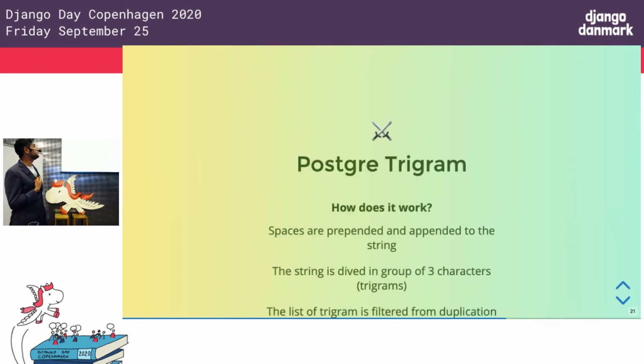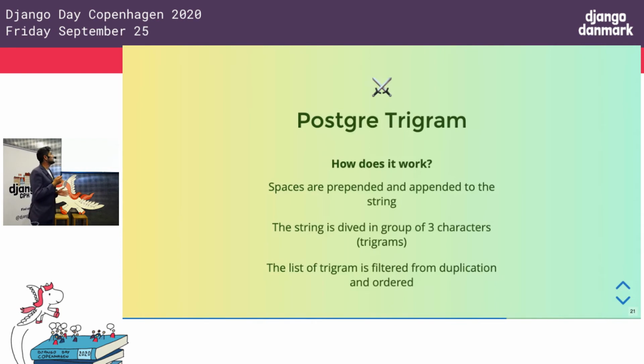How does this work? It's very mechanical. Trigram stands for trigram. We'll explain what that means in a second. So first, Postgres is going to prepend and append space to each string that you want to use in the search index. Then it's going to divide the string in groups of 3 characters. These are the trigrams. Then the list of trigrams is going to be filtered for duplication and ordered. And only at this point it would be used for comparison.